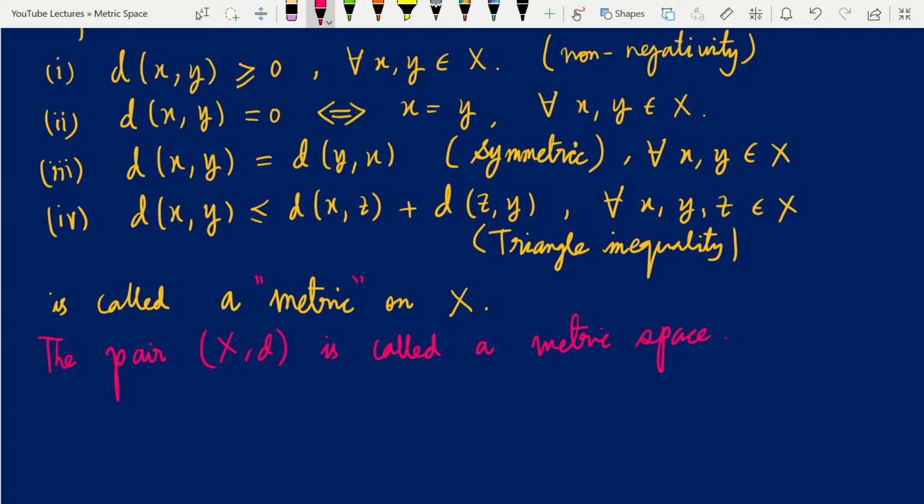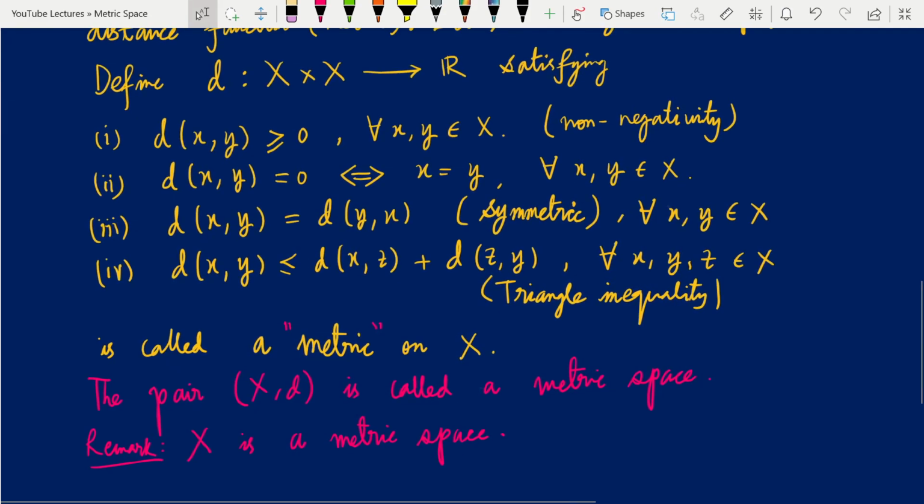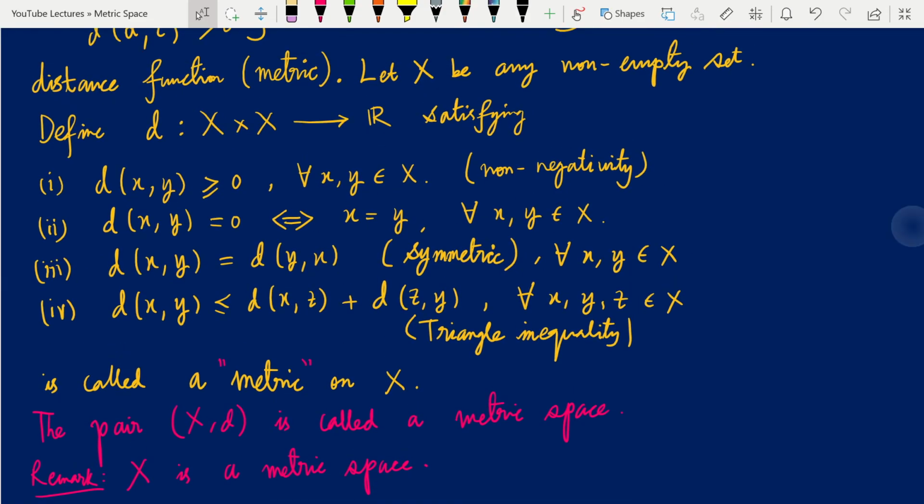That means I have some non-empty set and there I can measure the distance between any two members of X using this function d. Sometimes, as a remark, if I write X is a metric space, what it means is that there is some distance function on X which measures the distance between any two points of X. I am not specifying that metric function. You can take d or some d1 or any other. So if I am writing just X is a metric space, that means there is some function which measures the distance between two points of X. I hope this definition of metric space is clear, and I hope you will never forget this definition.